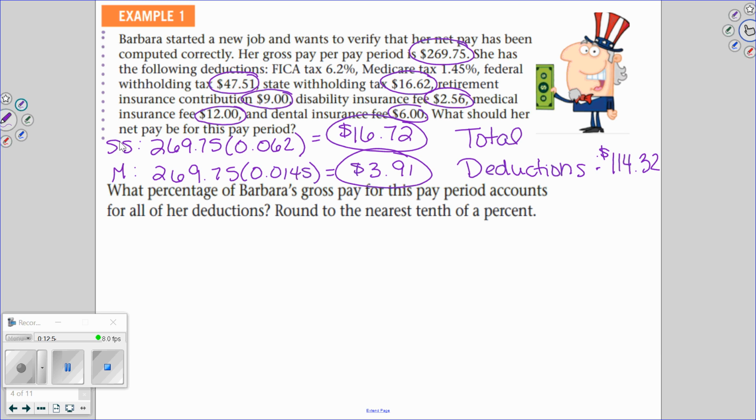To answer the second question, yes, but we haven't answered the first one yet. So the question up here asked, what should her net pay be? These are her total deductions. How do you figure out her net pay? Yeah, take how much she makes, subtract off all of her deductions. So what is her net pay?